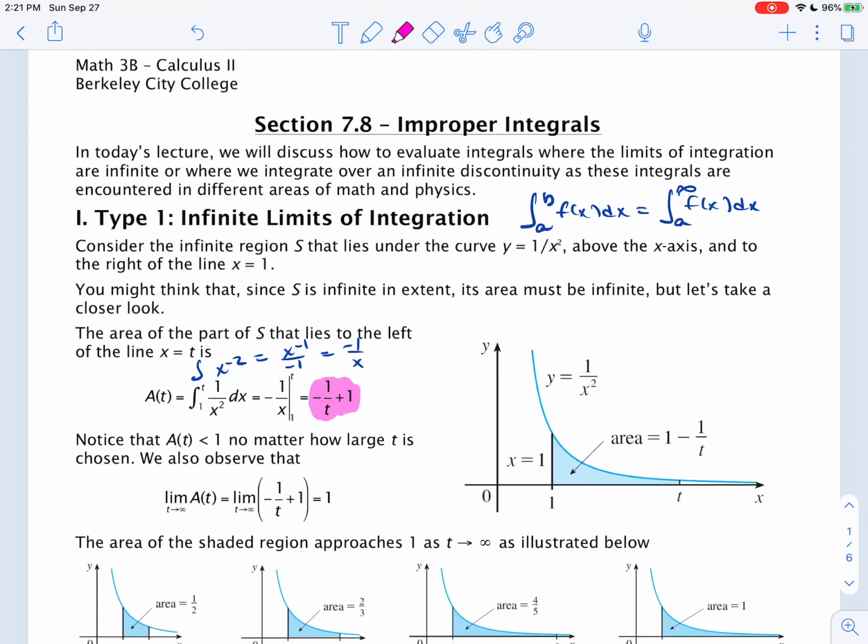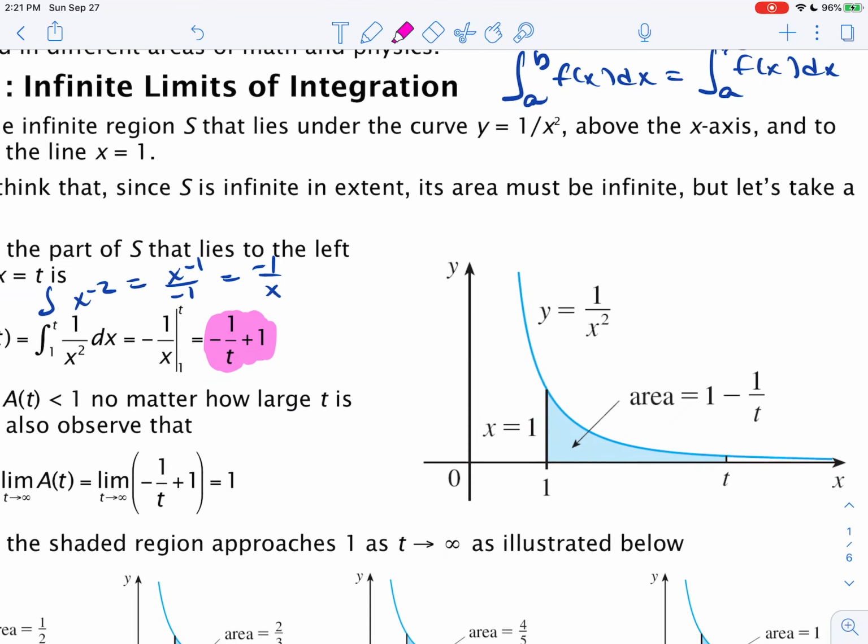So it's not always the case, even though it might seem to be, that if we have an infinite limit of integration, and we went back to our Riemann sums and the limit definition for the area under the curve, you might be thinking that if we divided this infinite limit of integration into finite pieces and then let the number go to infinity, since we have an infinite region, we would have infinite area. But it turns out that's not the case.